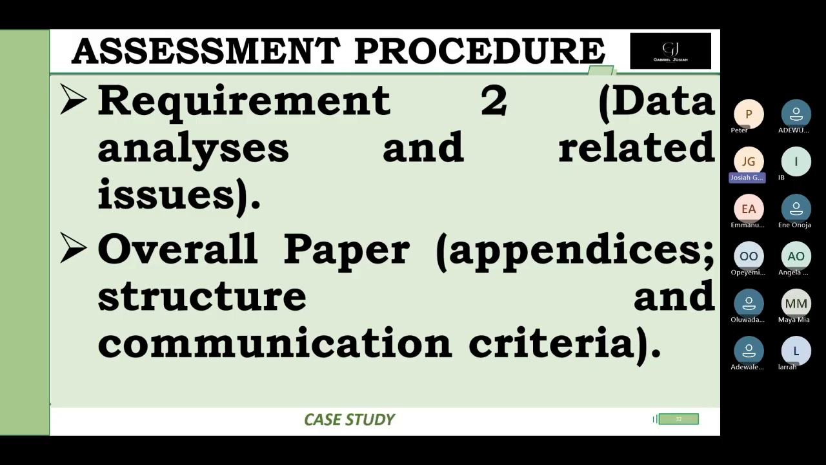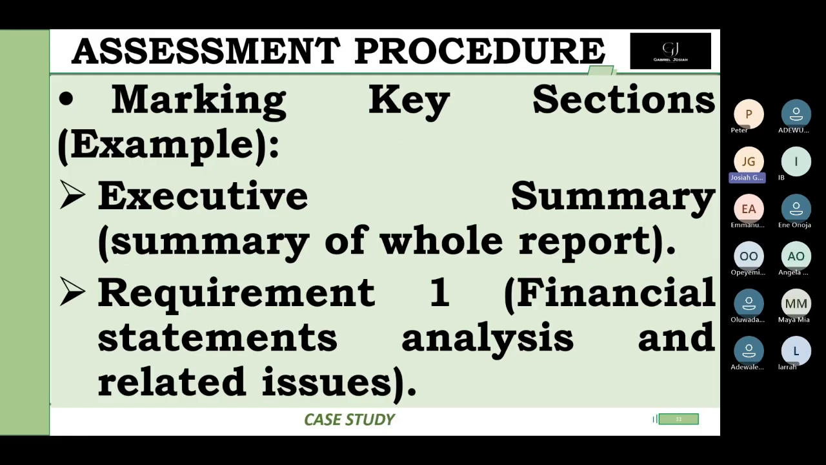All right. Then for the overall paper, you have the appendices and the report structure. So the appendices take 8 marks for all the calculations you perform, requirement 1 and 2 calculations. Then for communication criteria and the general report structure, you have 8 marks. So 84, we've already calculated, plus 8 and 8, 16. You already have 100 marks. So that's the marking key the examiner provides for this section of the report.